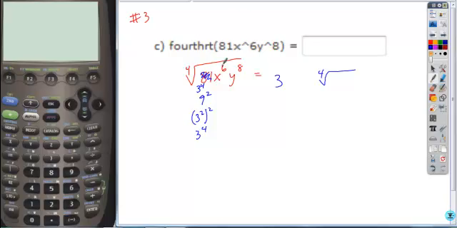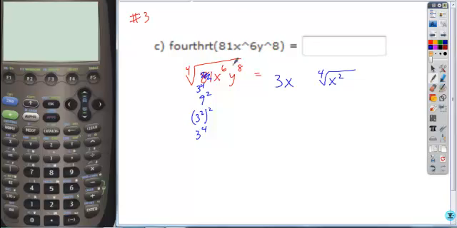So how many groups of 4 can you remove from the x's? From 6 x's, you can remove one group of 4, so that comes out as x to the 1st. And how many x's are going to be left inside our radical when we remove one group of 4 from 6? 2. Okay, and then move to the y's.